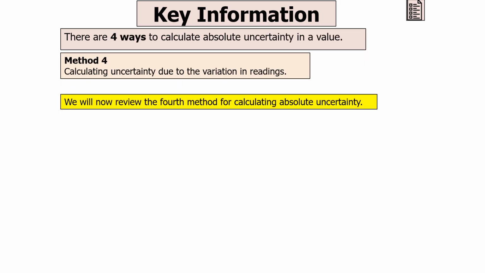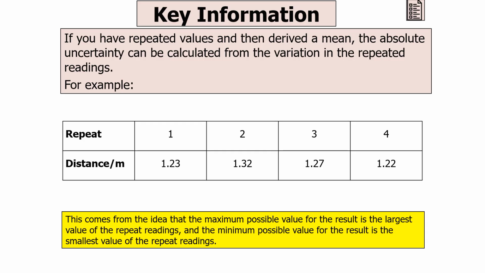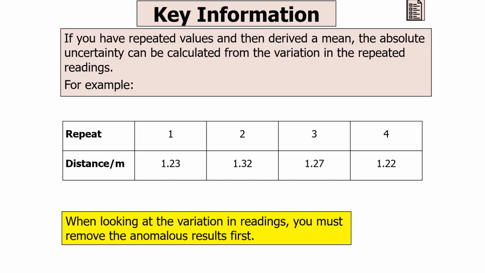We'll now review the final method to calculate absolute uncertainty. That's if you have to calculate uncertainty due to a variation in readings. If you have repeated values and then derive a mean, the absolute uncertainty can be calculated from the variation in the repeated readings. This comes from the idea that the maximum possible value for the result is the largest value of the repeated readings, and the minimum possible value for the result is the smallest of the readings. When looking at the variation in the readings, you must first remove any anomalous results in your data set.